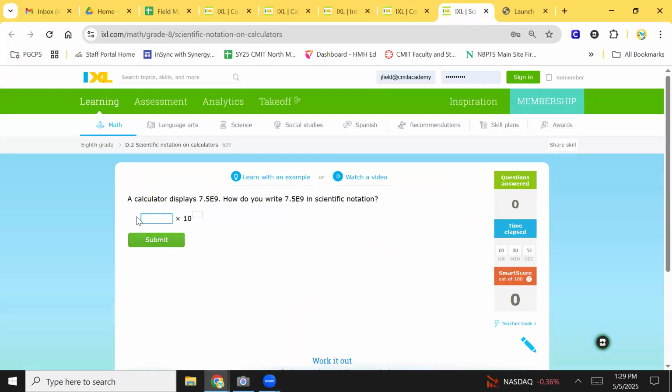All right, but now we have another. How about this one? I can add this to your list. I can interpret scientific notation on a calculator. The calculator has this funny way of writing scientific notation where they use an E or sometimes an EE. You might see 7.5 EE 9 or 7.5 E9.